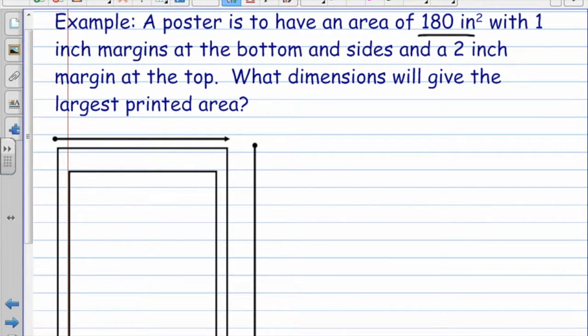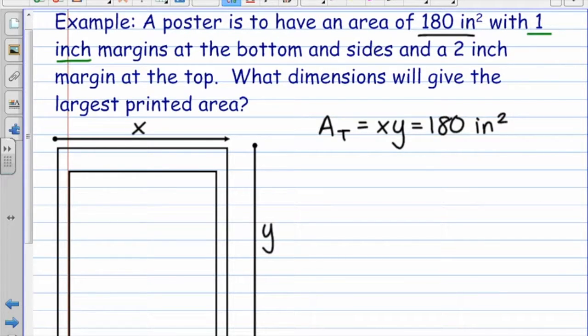So the total area of the poster is 180. I'm going to define the length and width of my poster as x and y. So then my area of the total poster is xy, which they have also said is 180 inches squared.